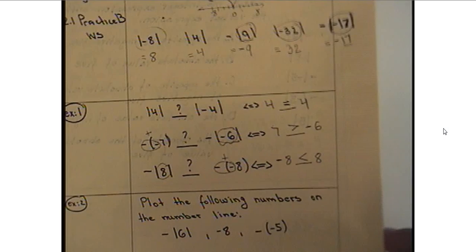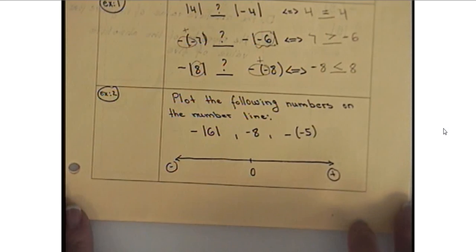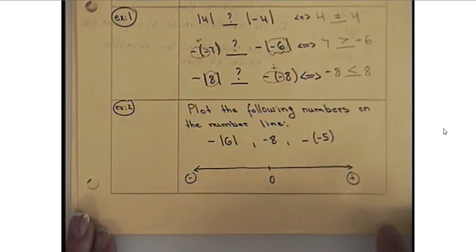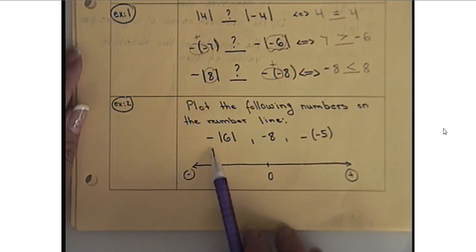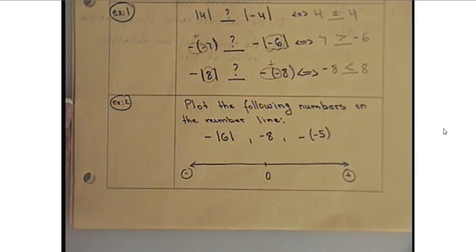Alright, so if you're ready, go ahead and take a look at this other example. We have: plot the following numbers on the number line. In the previous lesson we talked about how to classify or order in the right place all real numbers, like integers, positives, negatives. In this case we have a mix of them. So first let's find what those are equal to.